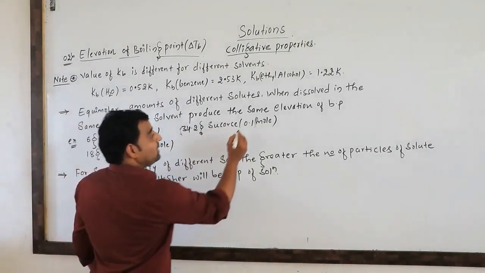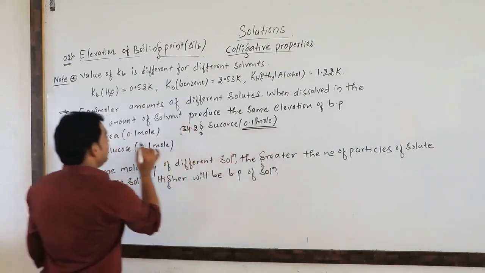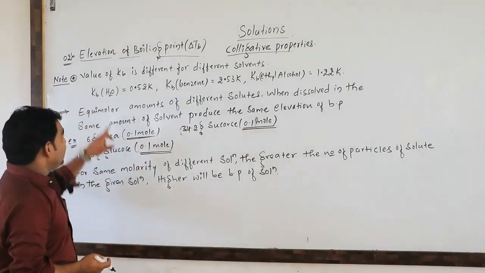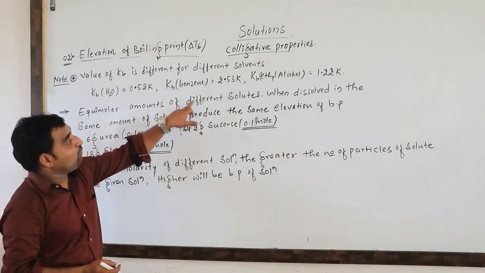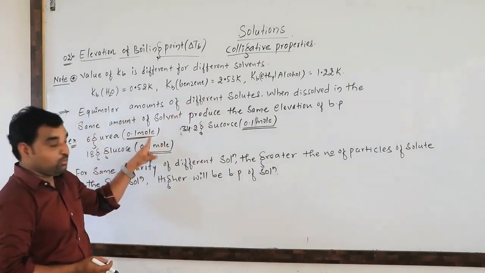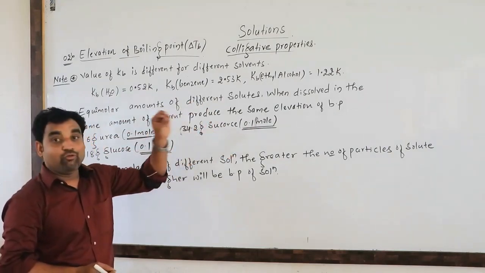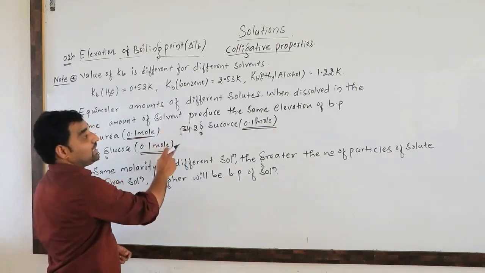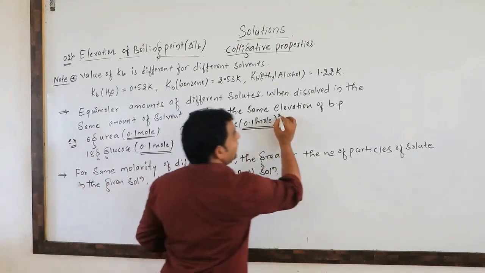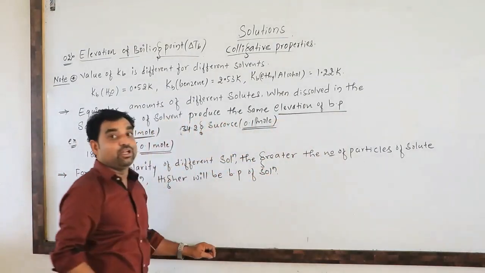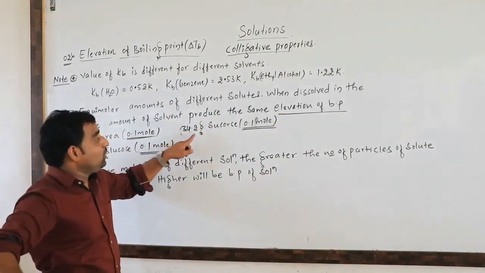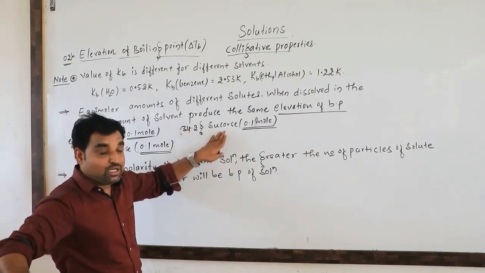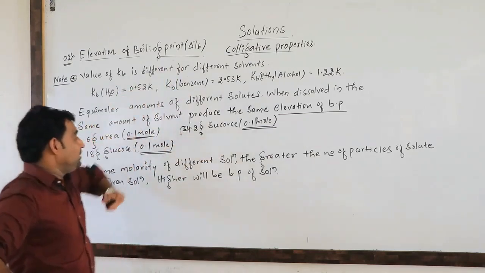We have to concentrate on the 0.1 mole, 0.1 mole, 0.1 mole. What it tells is that equimolar amounts of different solutes, when dissolved in the same amount of a solvent, have the same elevation of the boiling point. If you dissolve them in the solvent, we will get the same elevation of the boiling point. You have to remember one more point regarding the elevation of the boiling point.